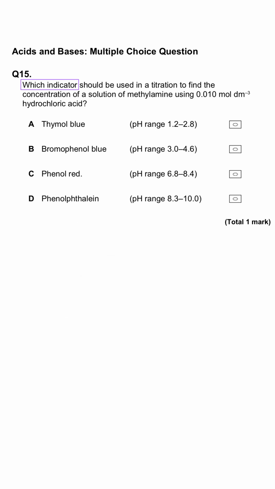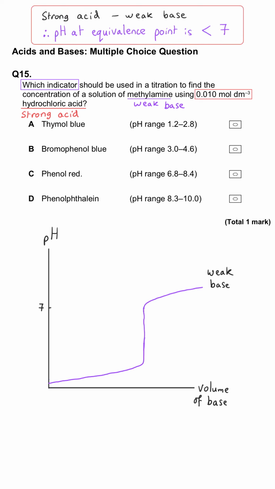Which indicator should be used in a titration to find the concentration of a solution of methylamine using 0.01 moles per decimeter cubed of hydrochloric acid? Well, methylamine is a weak base and hydrochloric acid is a strong acid. And so without doing any calculations, we know that the pH at equivalence is actually going to be less than 7. And that's always the case in a strong acid, weak base. To get a pH of exactly 7 at equivalence, we would need to have a strong and a strong or a weak and a weak.